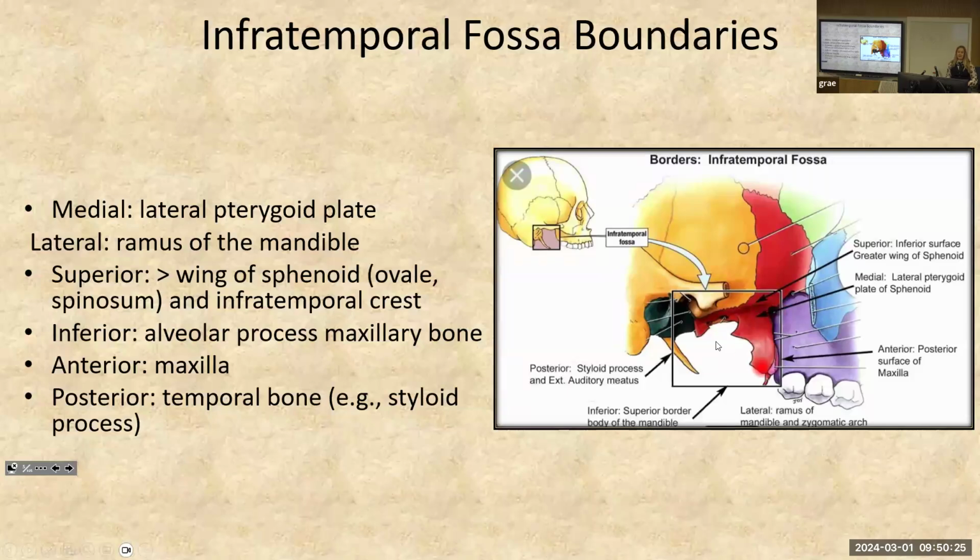to being the roof. And then you have these special processes that stick out that are actually part of the sphenoid called pterygoid plates. And the good news is that muscles that attach to those plates also have the word pterygoid in them, which is helpful.